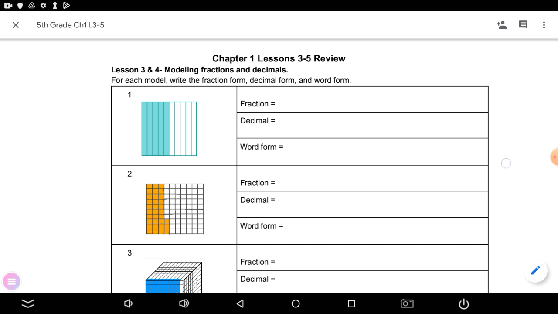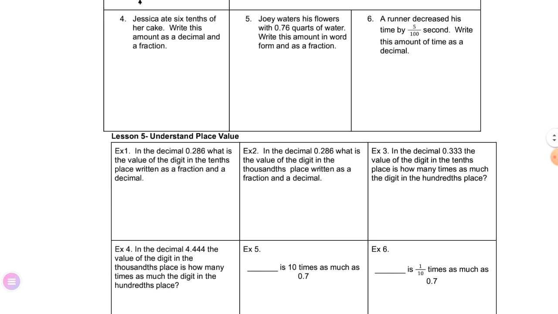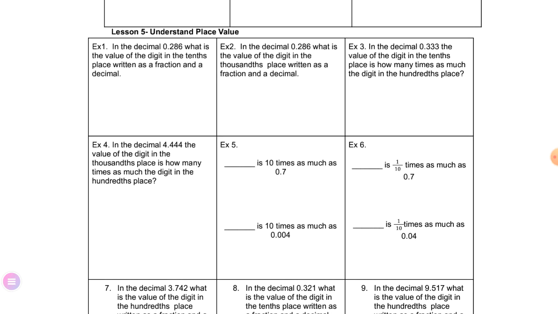Okay? Notice your number 3 looks a little bit different. Mine had extra stuff that kind of got fuzzy. So let's go down to these examples. Number 1, in the decimal 0.286, what is the value of the digit in the tenths place written as a fraction and as a decimal?